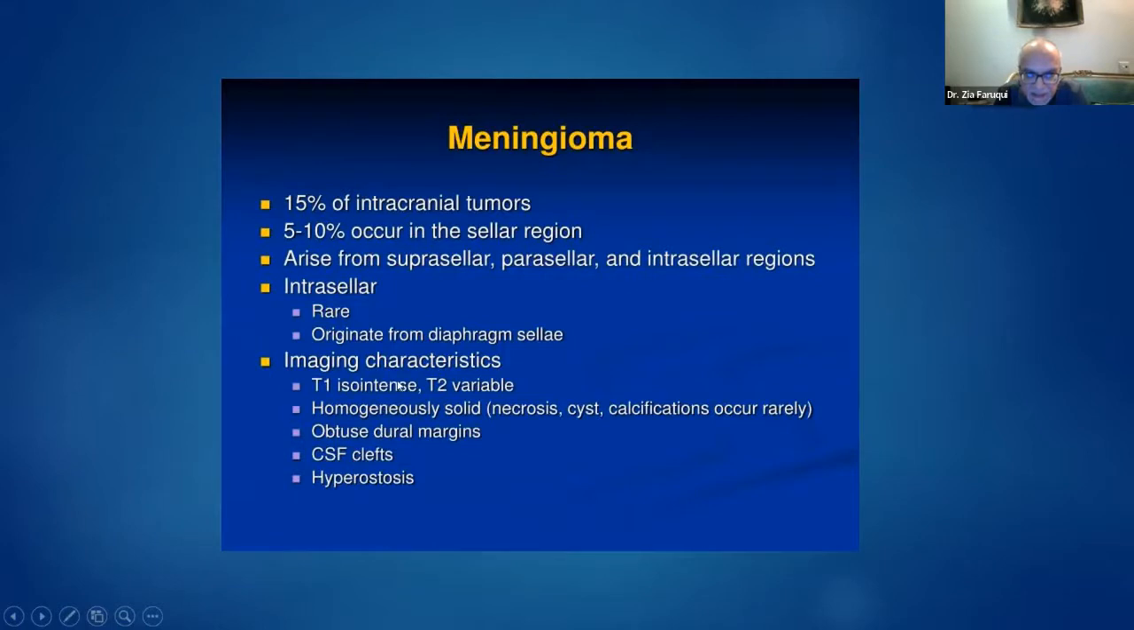They will be isointense on T1 to the gray matter. T2 is variable, but they are usually also isointense. These are homogeneously solid. They will not have any necrosis. Cystic components are rarely seen, but can occur. Calcifications are more reported in the literature, but less seen in practice. And you will have obtuse dural margins. I'll show you a couple of examples later.